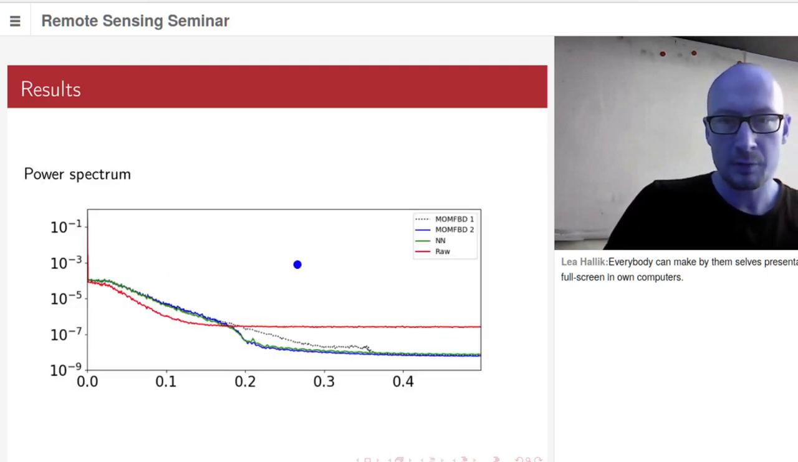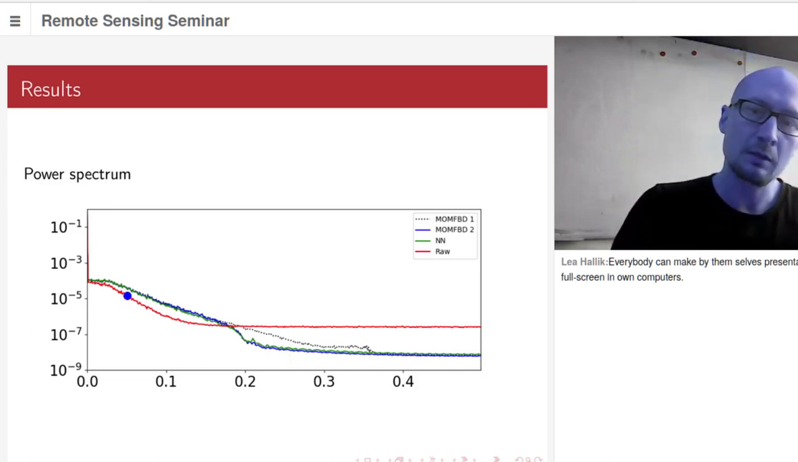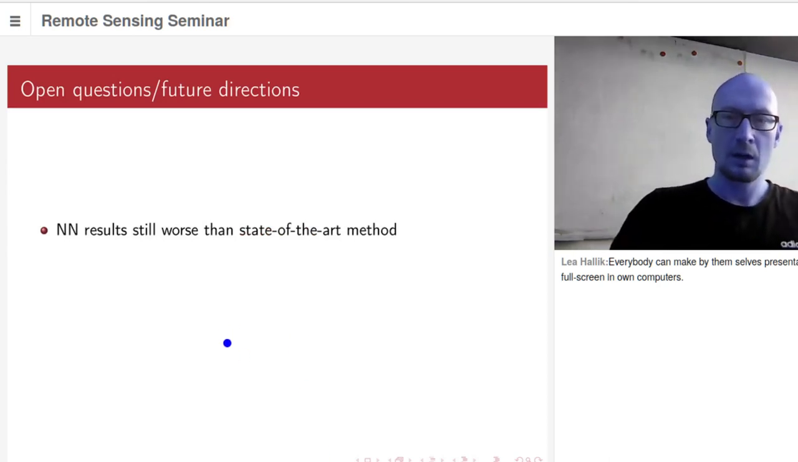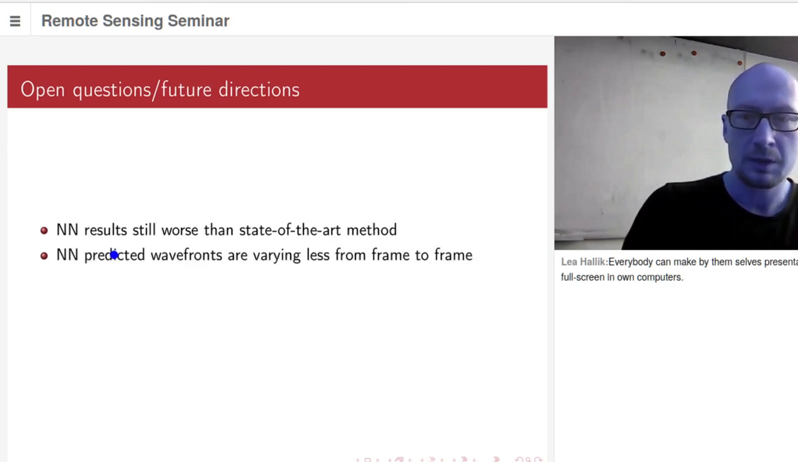Here is the comparison of the power spectrum of the restored objects. Here, actually, the green and blue, green and red curves match quite well. So it is some indication that the neural network does its job quite well. But still, we have open questions. As I mentioned, the neural network is still worse than the state of the art method. And this is obviously because these wavefront coefficients that are learned are for some reason varying much less from frame to frame. I have not come up with the answer to that yet.